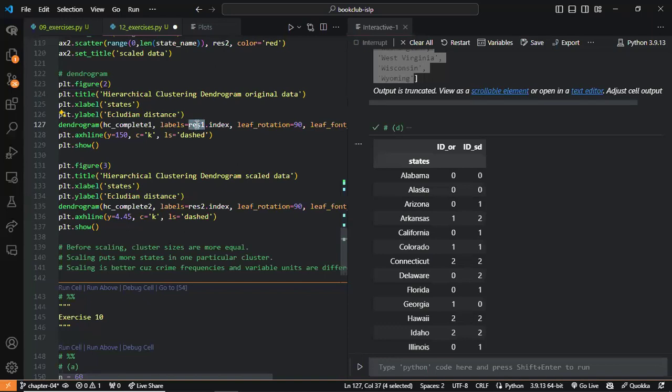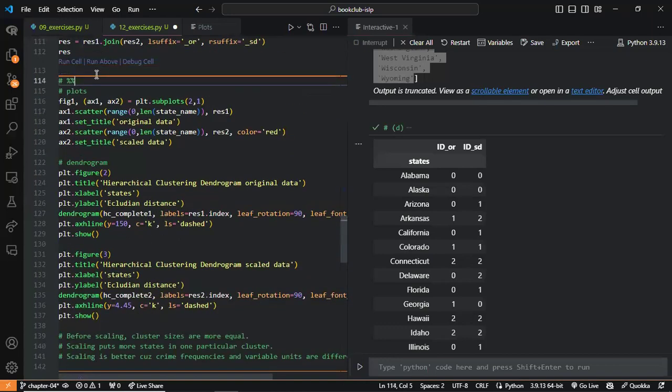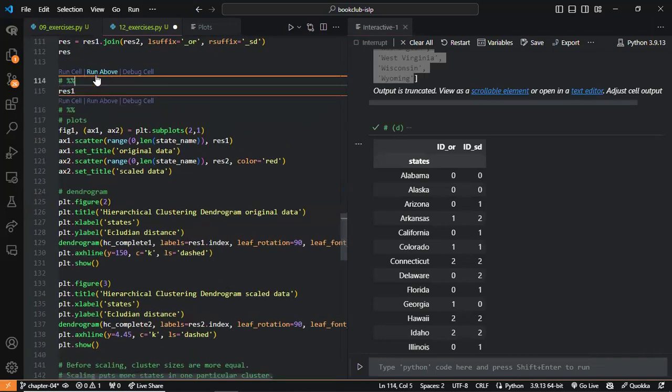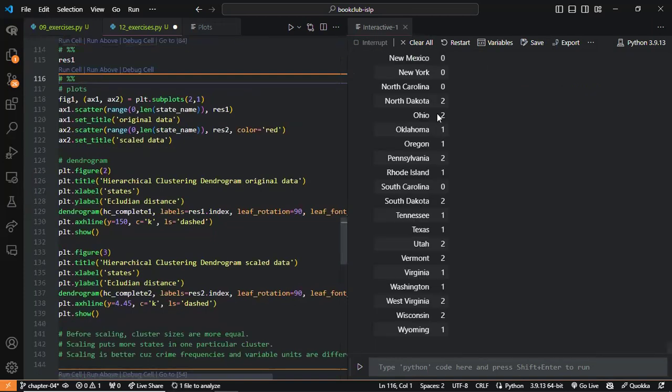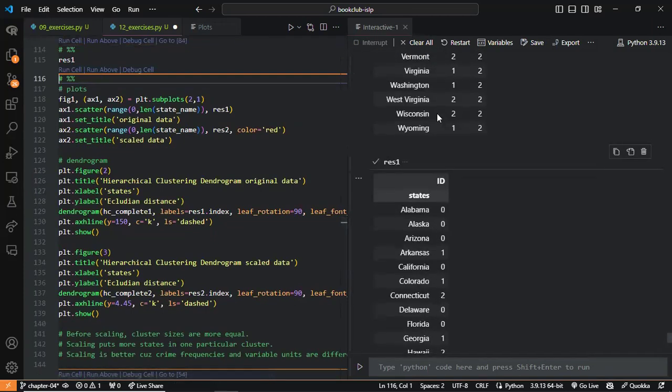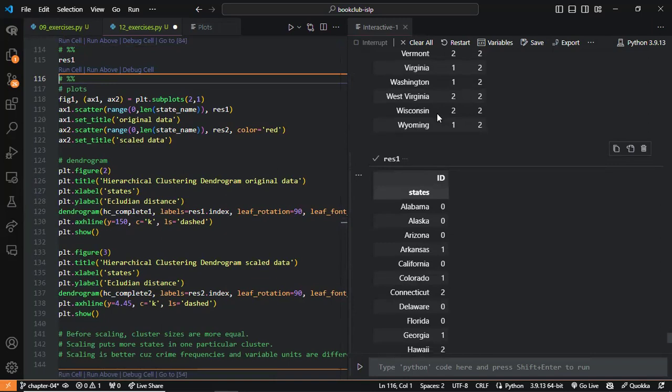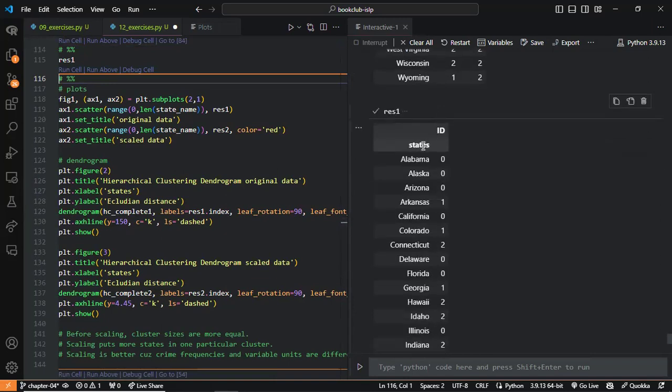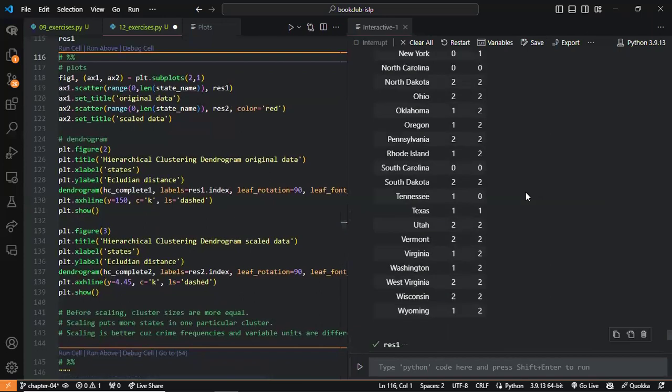I think there is an issue over here, too. Index. Yeah, I think the issue is in the colors of the ones that were to the right, because you have really two groups there.